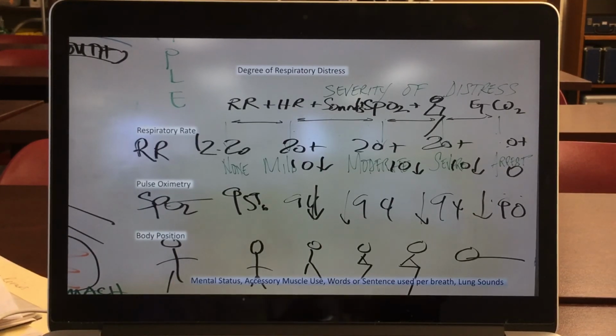Moving from moderate to severe, the person may end up now tripoding, unable to maintain saturations above 94, and respiratory rates way above 20. Using accessory muscles, they may be now confused. They can only speak in one-word sentences or utter a little something, and their lung sounds are more advanced. You would hear either wheezes, rales, rhonchi, absent or diminished lung sounds, depending on the medical emergency.